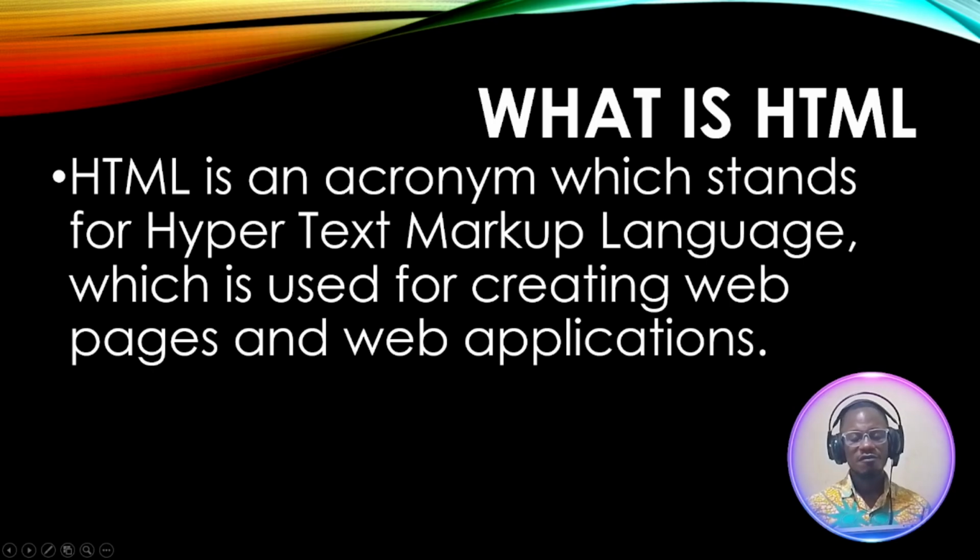Now welcome back. First, because we are going to focus on how to use HTML and CSS to build a calculator, first we need to know what HTML is. One thing about HTML: HTML is an acronym which stands for hypertext markup language, which is used for creating web pages and web applications. Now, as I just said, we are going to focus on how to use HTML and CSS to create a desktop application. Now we know what HTML is.